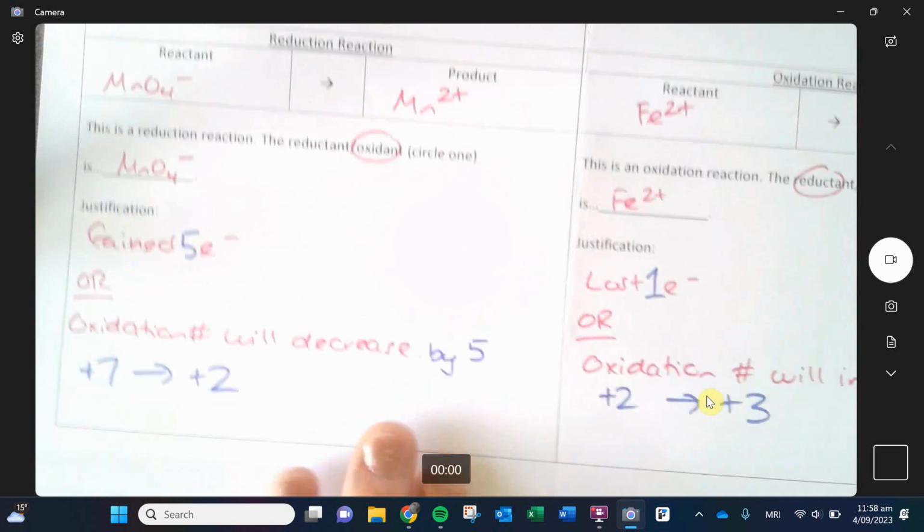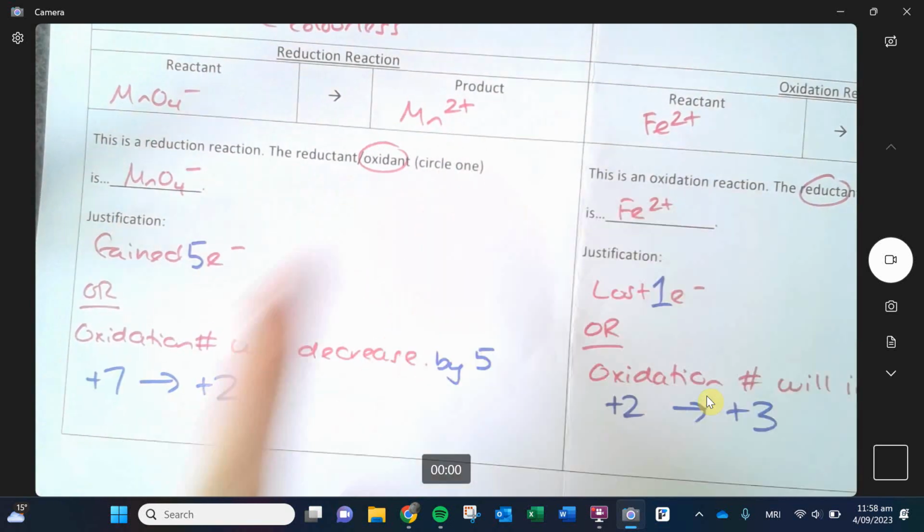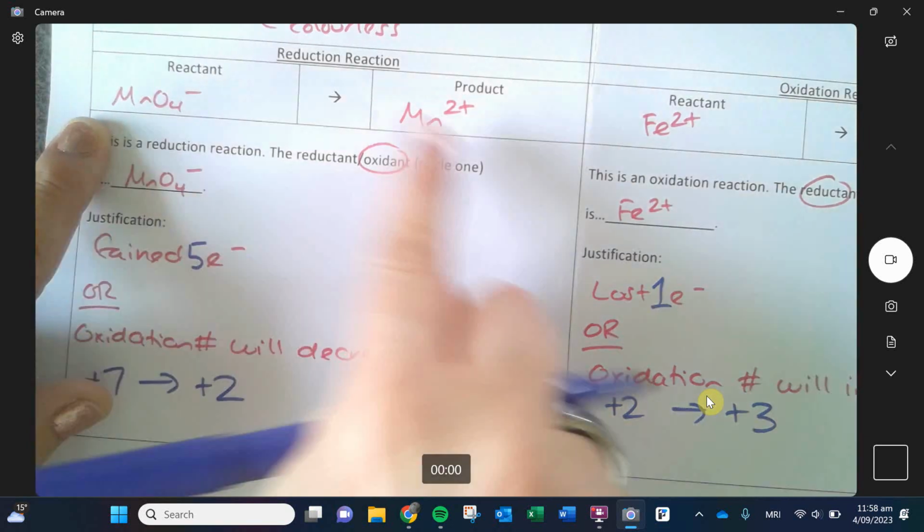So even though we're looking at this overall charge and we're like, oh, it's -1 to positive 2, we're actually looking at the manganese itself and how it has changed.